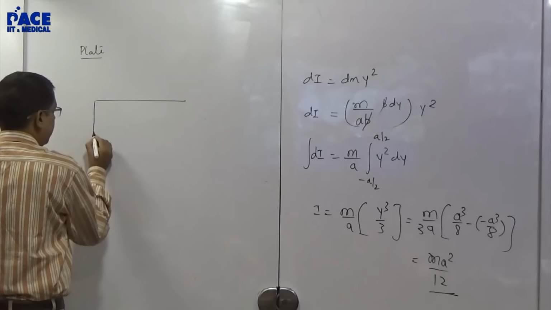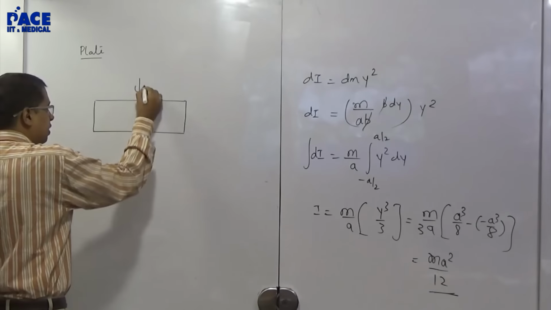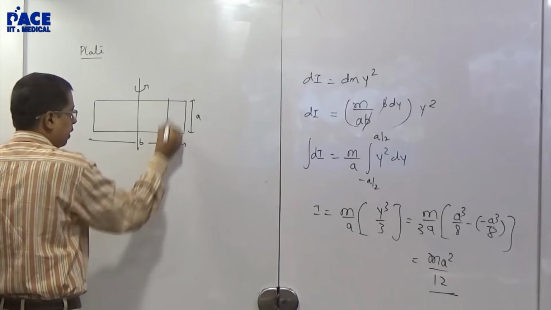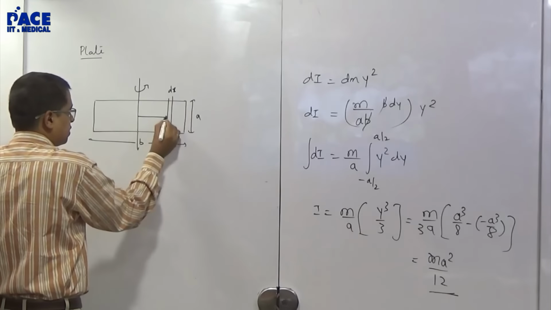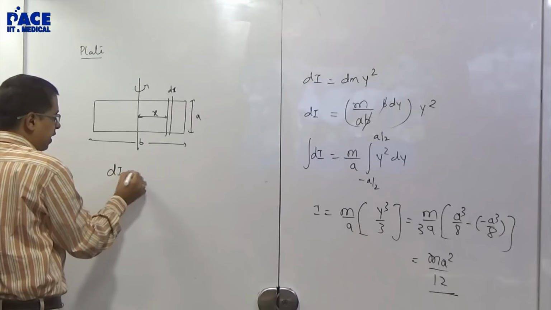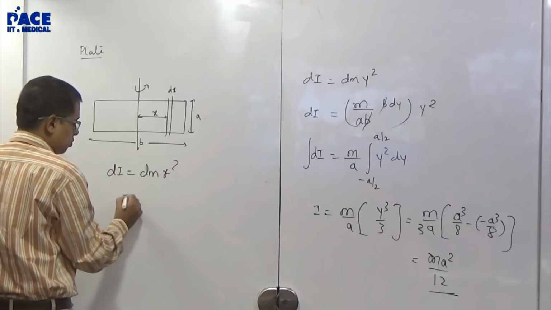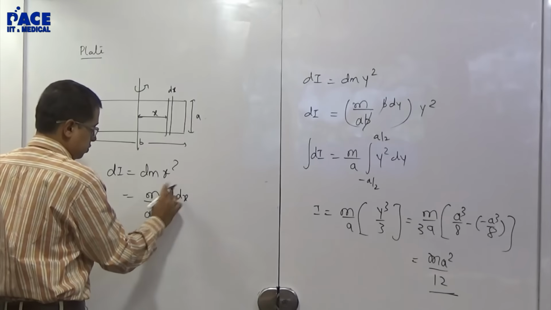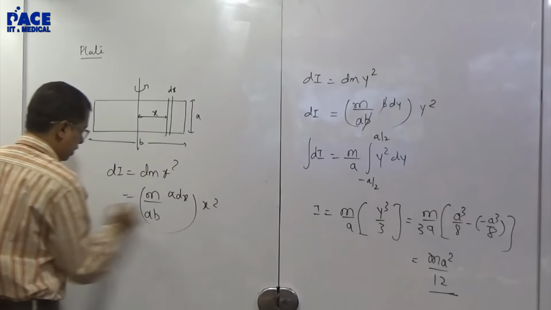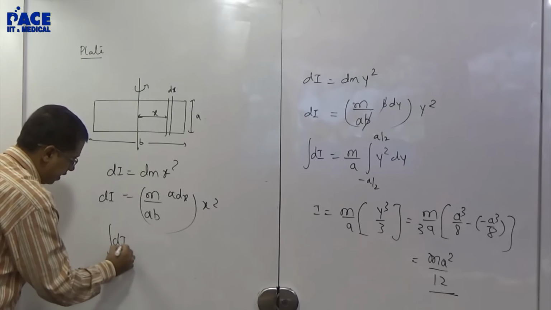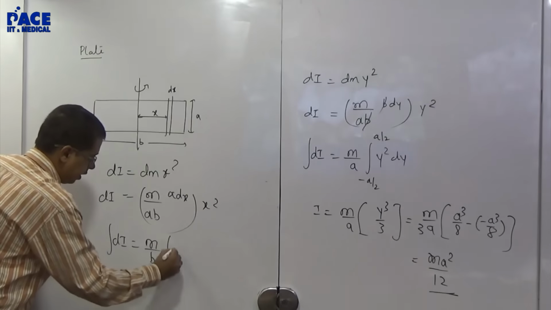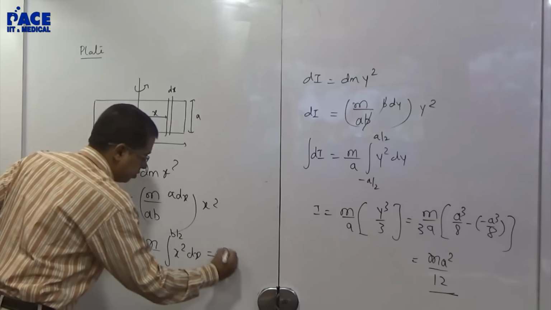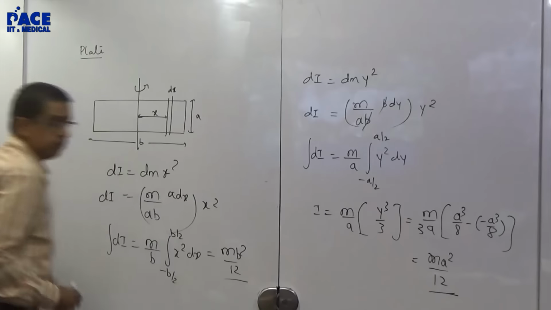Now for the same plate, I want the moment of inertia about this axis. This is given as a, this is given as b. Now I will consider an element dx at a distance of x. dI will be dm into x square, mass per unit area into a dx, this into x square. Integral dI is m by b integral x square dx from minus b by 2 to b by 2. This will become m b square by 12.